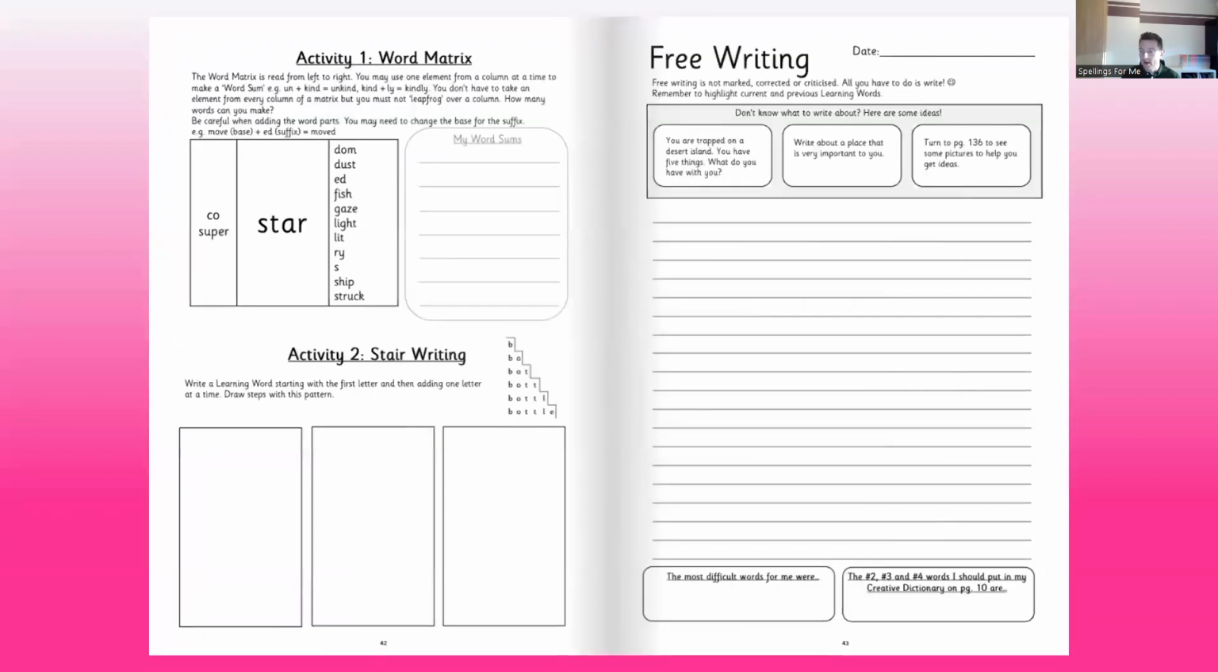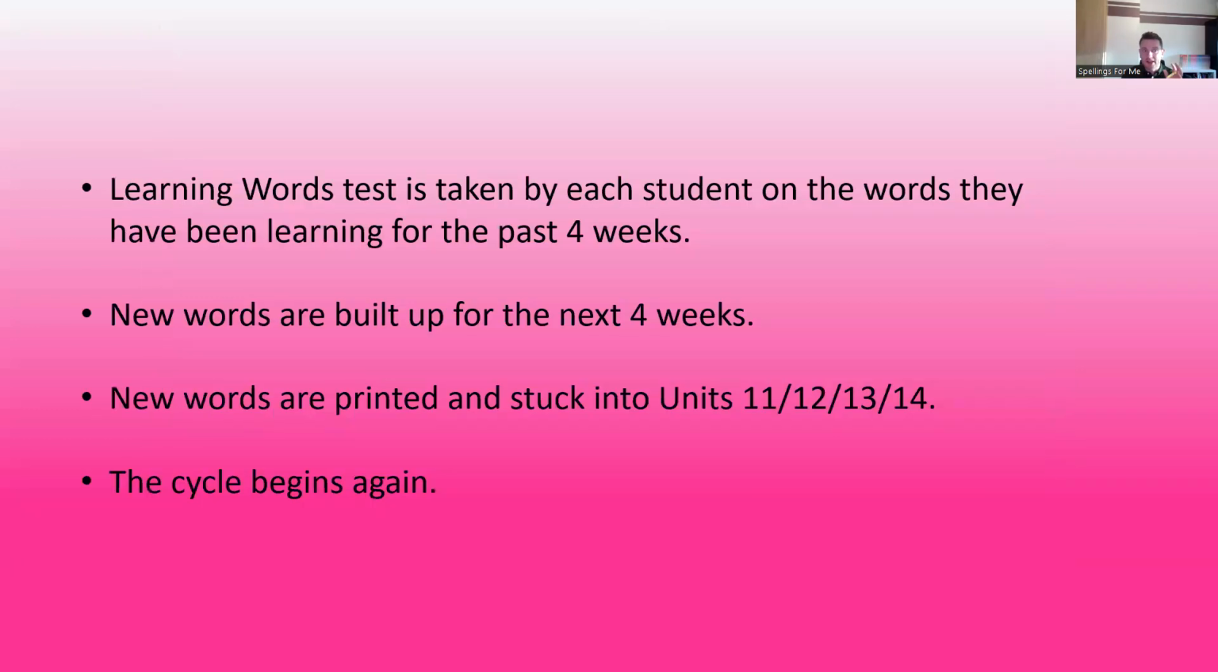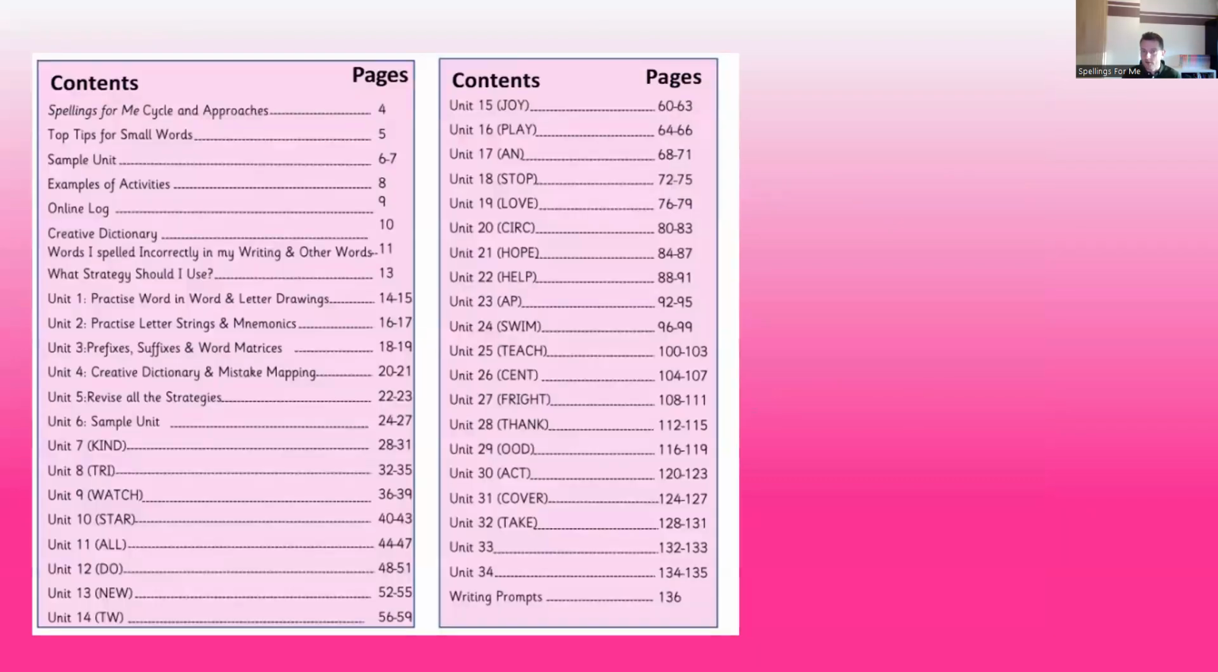And at the end of Unit 10, after studying those four grids, it's now time for every student to take their learning words test. These are the tests on the 48 words they've been studying for the previous 4 weeks. When they do this, they will also build up words for the next 4 weeks and you are going to print out those words and stick them into Unit 11, 12, 13 and 14. The cycle begins again, okay? And that is Workbook C covered.